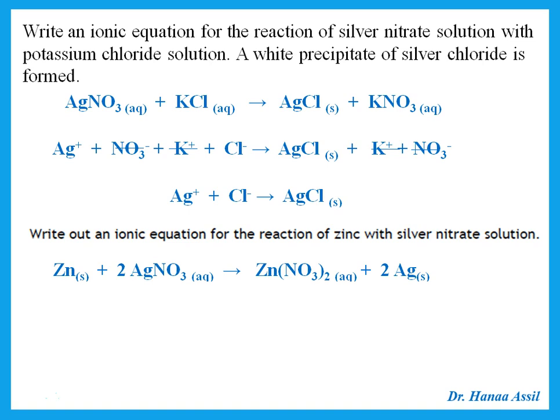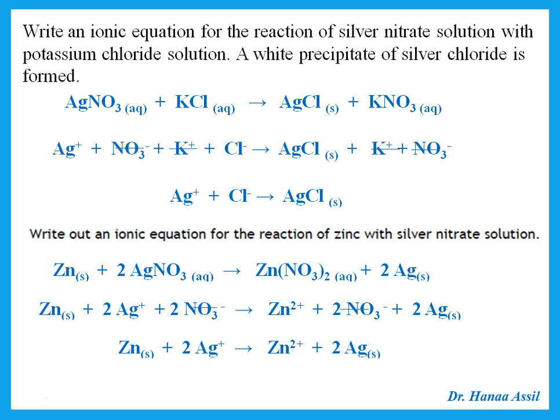Then we ionize. We said we ionize only what is aqueous, so the zinc comes down as it is. Then I have 2 Ag plus, 2 NO3 minus. Then zinc 2 plus, 2 NO3 minus. And the 2 Ags are solid, so we write it as it is. Now, what can we cancel? Nitrate and nitrate.